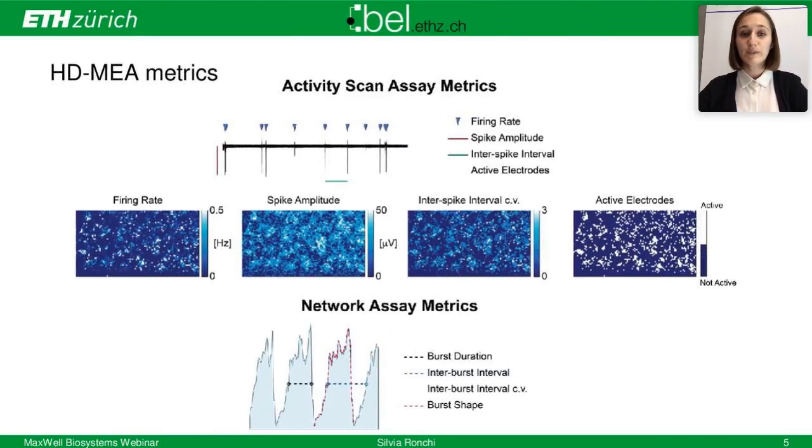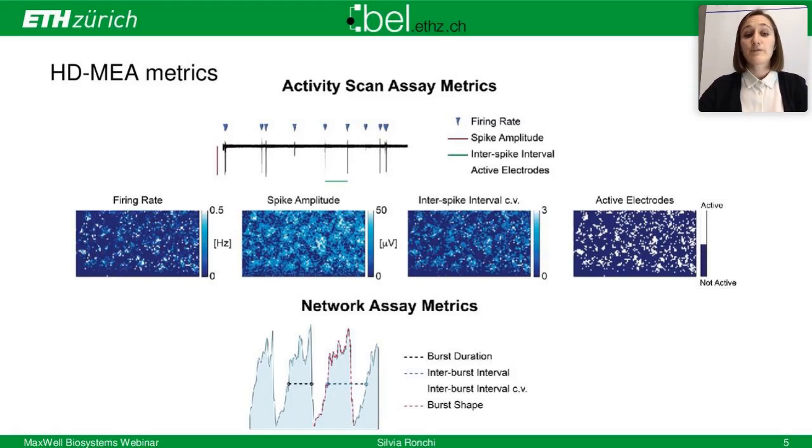Now, before going through the results section, I would like to show you some of the metrics that we used. The first metrics come from the activity scan assay that Maria already introduced. What you see on top of the slide is a trace recorded by one electrode over a certain period of time. Every time that you see a blue triangle, that's where an action potential is happening. And you see it negative because extracellular action potentials are negative. By counting the number of spikes over a certain time period, it's possible to derive the firing rate.